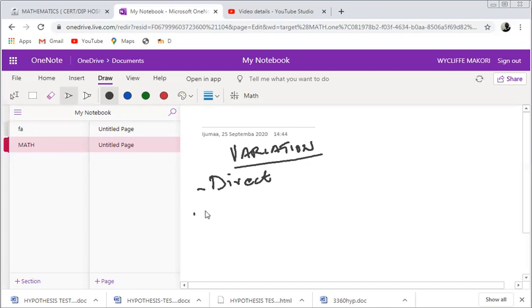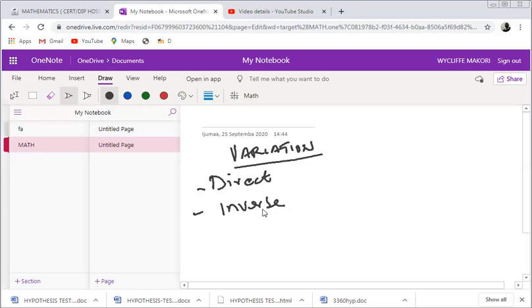Then we have the other one, which is the inverse. The inverse occurs where if you increase one quantity, the other one decreases, or if you decrease one, the other one increases. The two quantities are not moving in the same direction. And the example that we gave is of an amount of money that was to be shared among students. That amount of money was 120 shillings.